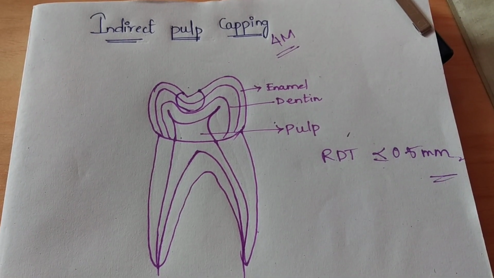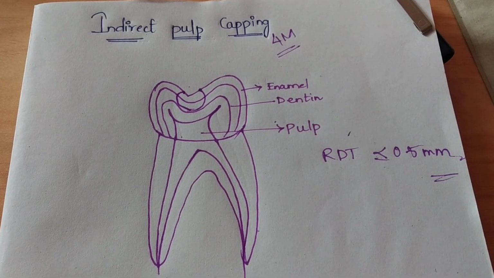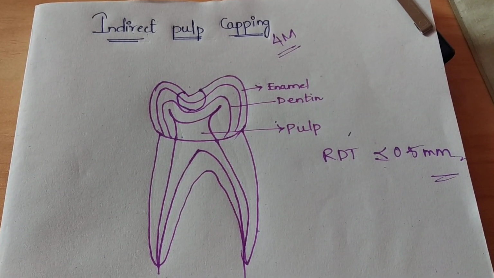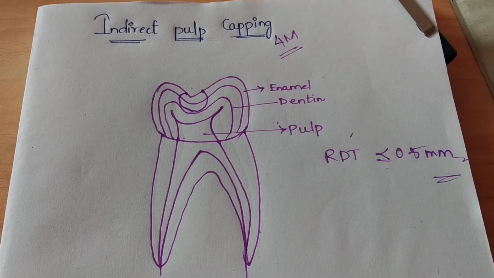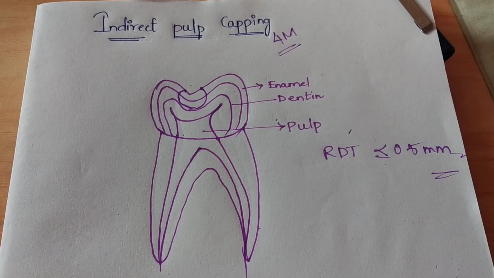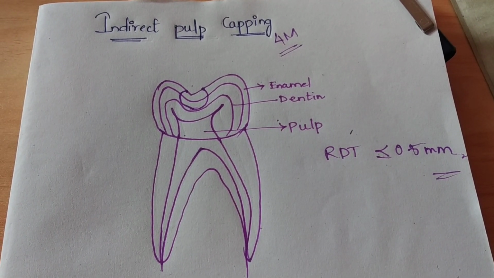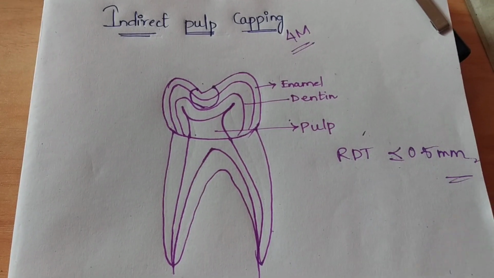Today we are going to discuss a very important endodontic topic, that is indirect pulp capping. It is important clinically as well as theoretically. It is most frequently asked as a 4-mark question in examination. I'll tell you a very easy way of learning it and writing it in a flowchart form so that you can fetch more marks in exam.